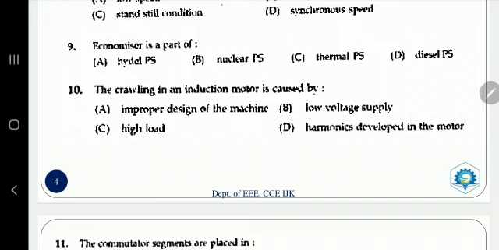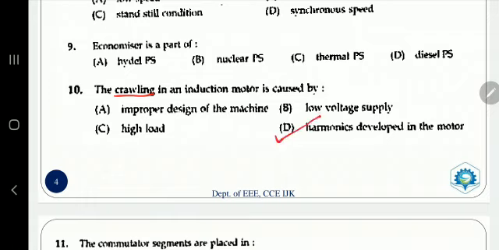The crawling in an induction motor is caused by. We have heard two terms in induction motor, mainly one is crawling and the other one is cogging. So, let's find the answer for question number 10. The answer is option D, harmonics developed in the motor.